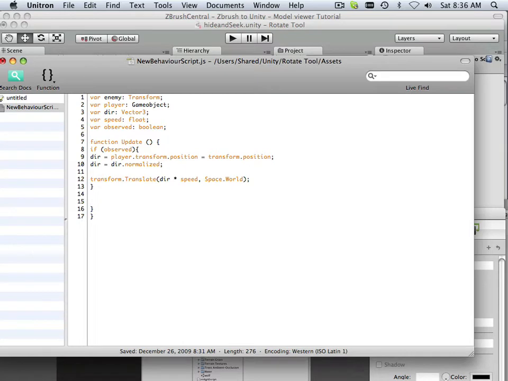And the reason I say that is because, really, down below, we haven't stated this Boolean. It says if observed. Okay, well, is it observed or not? Well, I guess that would be a statement that we need to put in there.